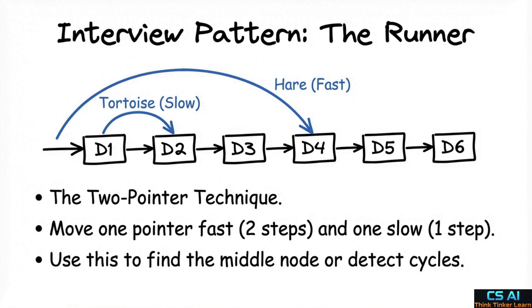Finally, let's talk about an important interview pattern called the runner or two-pointer technique. This technique involves using two pointers that traverse the linked list at different speeds. You typically have one pointer, often called the tortoise, moving very slowly, one step at a time, and another pointer, the hare, moving fast, usually two steps at a time. This pattern is incredibly useful for solving various linked list problems, such as finding the middle node of a list or detecting if a cycle or loop exists within the list.